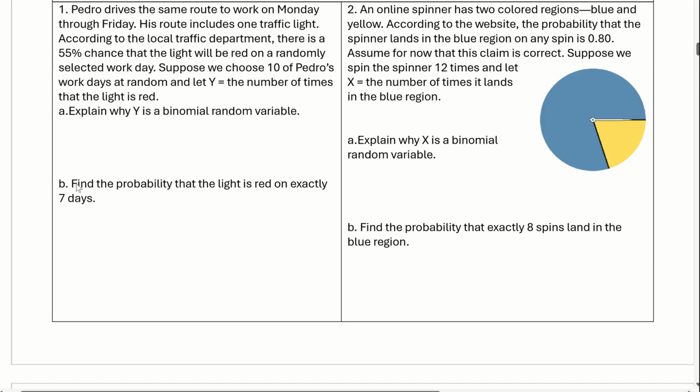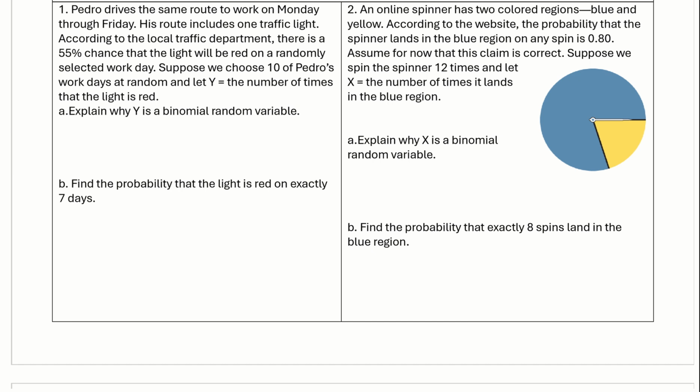So number 1, Pedro drives the same route to work on Monday through Friday. His route includes one traffic light. According to the local traffic department, there's a 55% chance that the light will be red on a randomly selected workday. Suppose we choose 10 of Pedro's workdays at random and let y equal the number of times that the light is red. Explain why y is a binomial random variable.